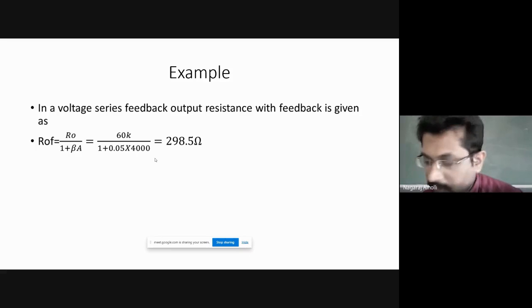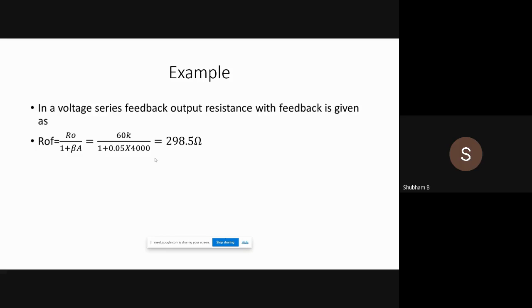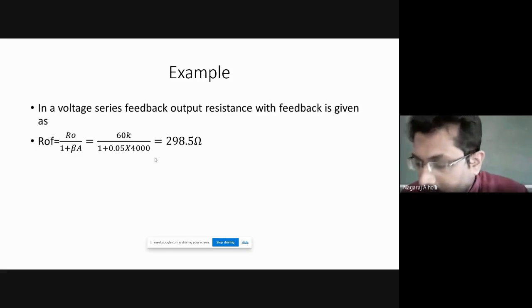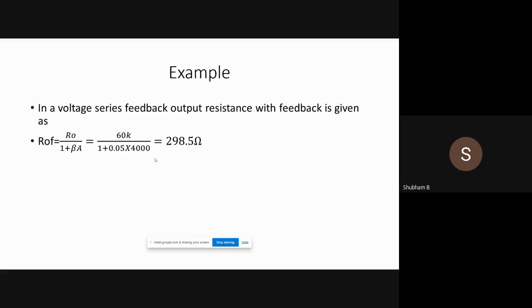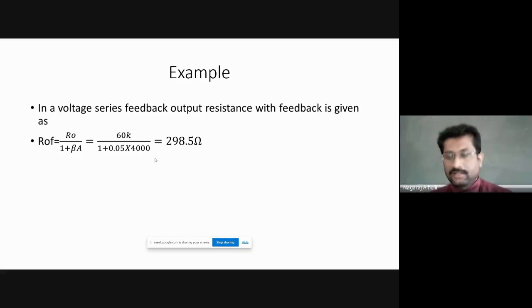201. Okay. Then x inverse that into 60 into 1000. How much you get? Keep your calci in SD mode. Yes, sir. Press SD. 298.5. Correct, you are getting now? Yes, sir. Okay, 298.5 ohms you are getting? Yes, sir. Okay, fine. Good.